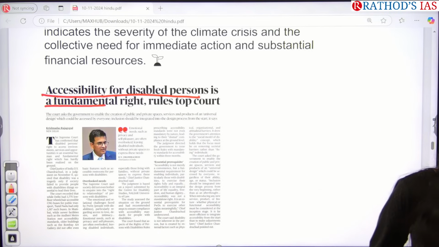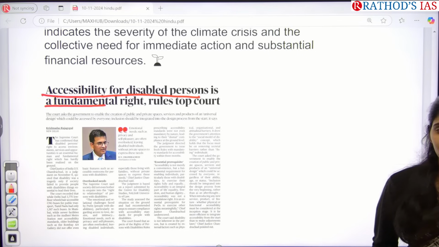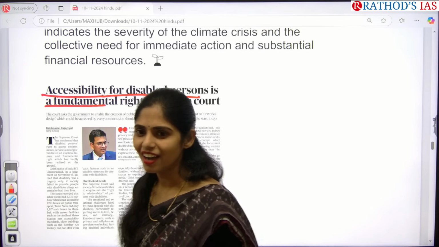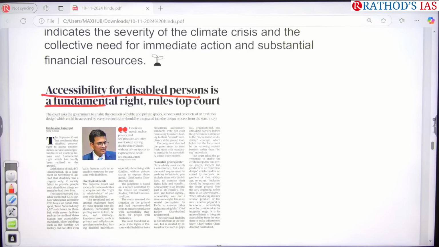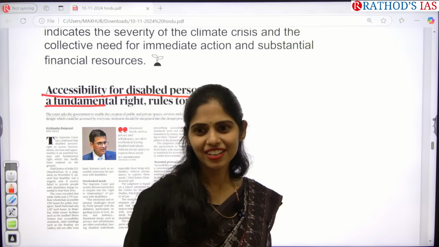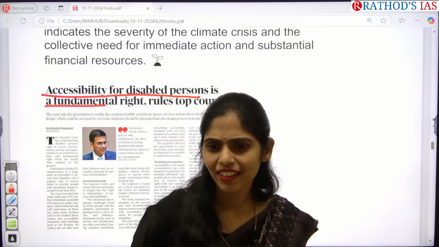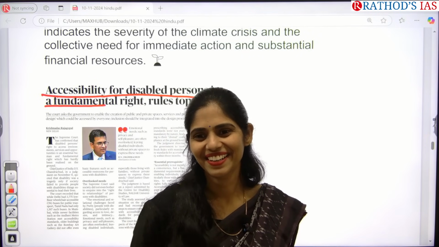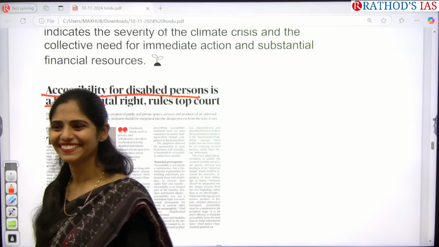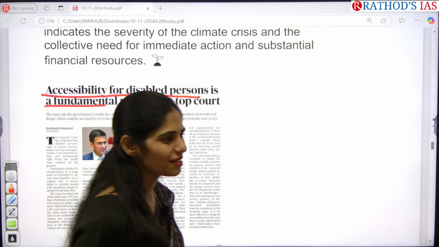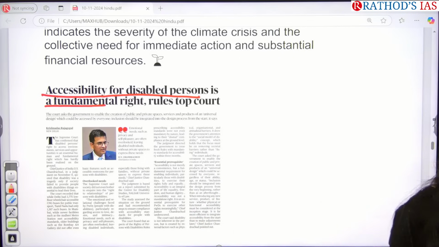Fundamental right. So where will we be studying about this fundamental right? Part 3 of Indian Constitution, articles. Fundamental rights articles. What is 12 and what is 13? 12 and 13? Ravi? Very good. Article 12 to Article 35 comes under Part 3 of the Indian Constitution, which is your fundamental rights.